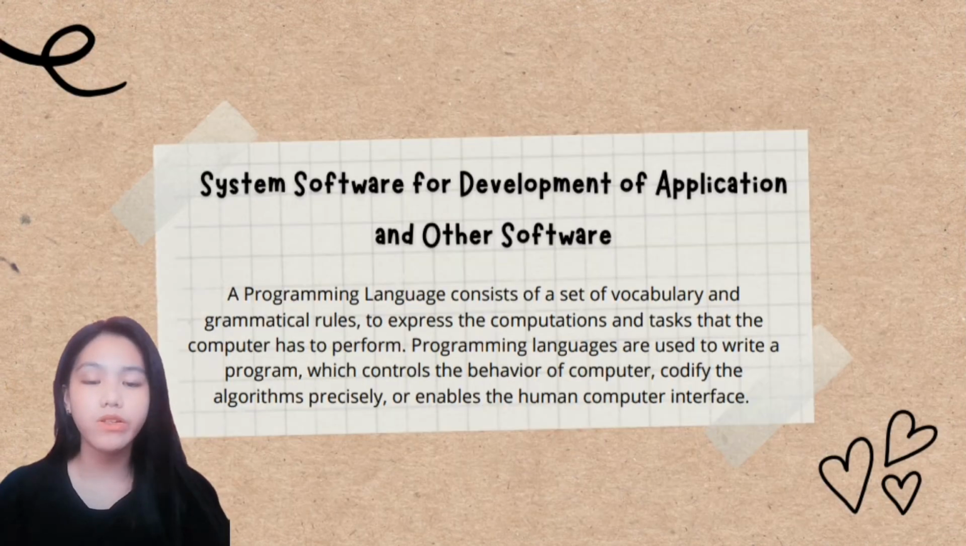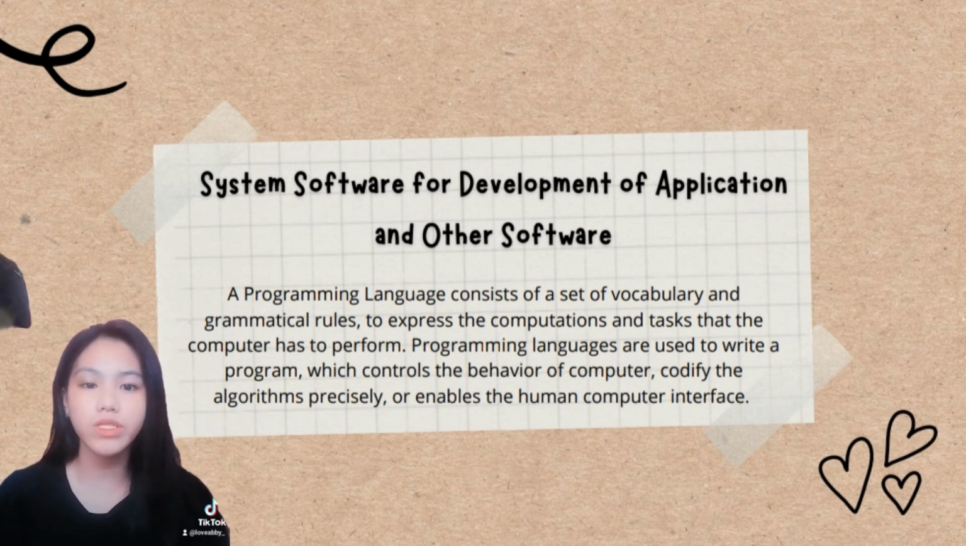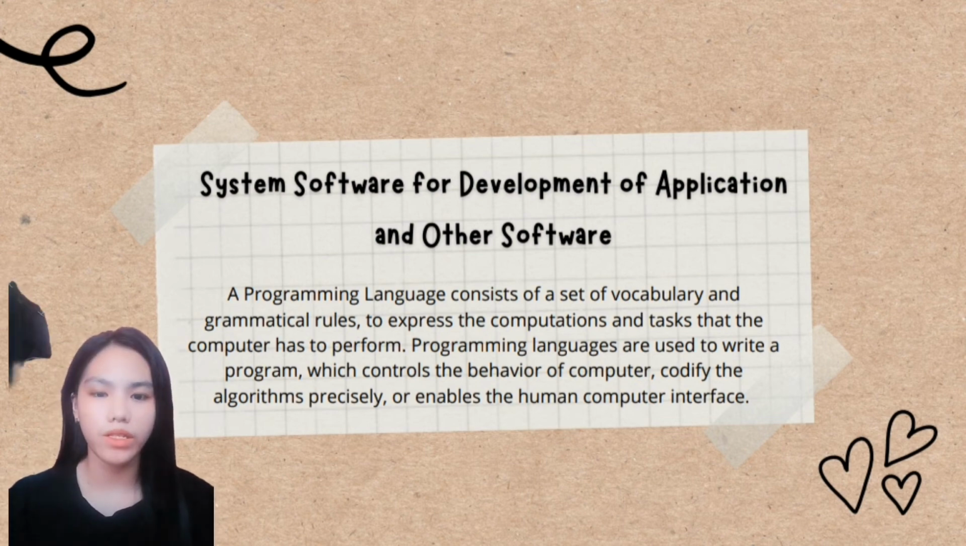System software for the development of applications and other software provides the services needed for the creation and execution of applications and other software. Software for systems offers the software tools necessary for creating application software. System software also includes the loader, linker, translator, and programming language software, all of which are necessary for the creation of application software. Programming language.